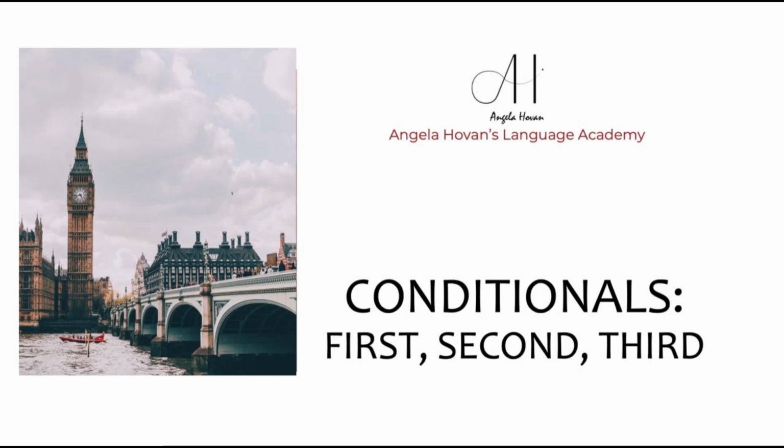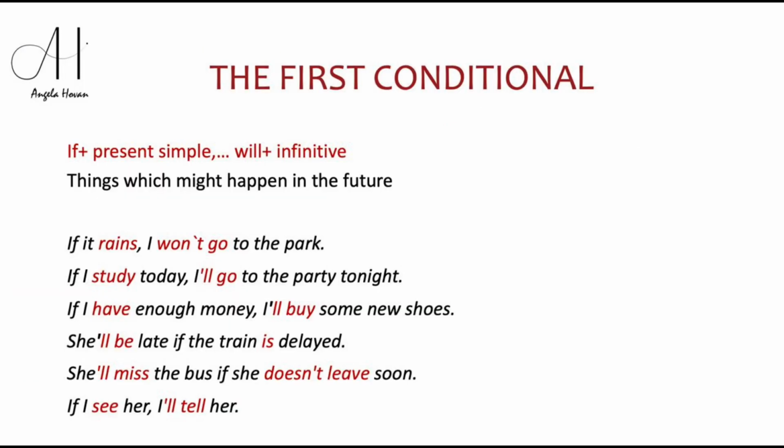Conditionals. The first conditional has the present simple after if, then the future simple in the other clauses. If plus present simple, will plus infinitive. It's used to talk about things which might happen in the future. Of course, we can't know what will happen in the future, but this describes possible things which could easily come true. If it rains, I won't go to the park.